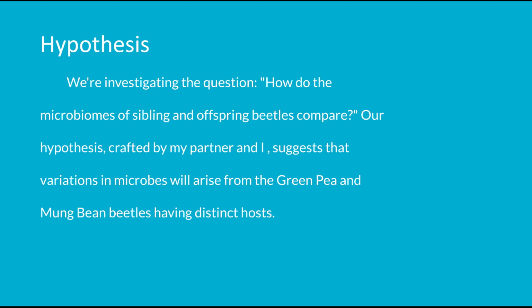Hypothesis. We are investigating the question, how do the microbiomes of sibling and offspring beetles compare? Our hypothesis, crafted by my partner and I, suggests that variations in microbes will arise from the green pea and mung bean beetles having distinct hosts as well as distinct microbiomes.